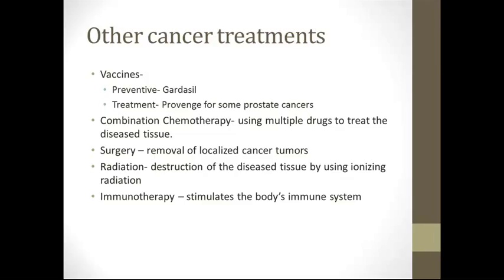Combination chemotherapy uses multiple drugs to treat a diseased tissue. Surgery: sometimes they will use radiation to shrink the tumor, and then they will remove the tumor with surgery once it has reached a certain size. Radiation is the destruction of the diseased tissue by using ionized radiation specific to that type of tumor. Immunotherapy stimulates the body's immune system.